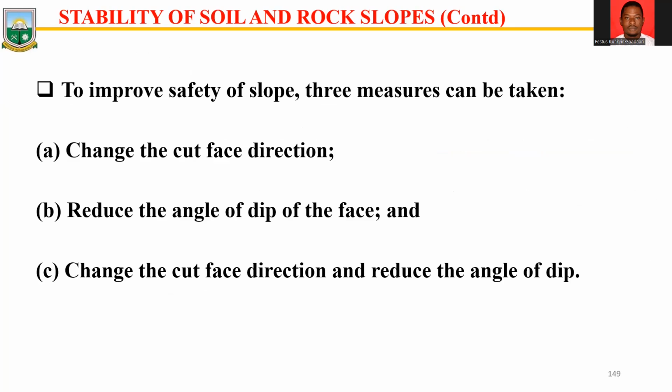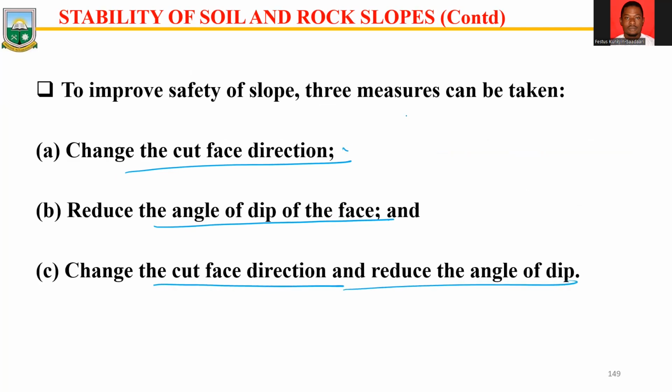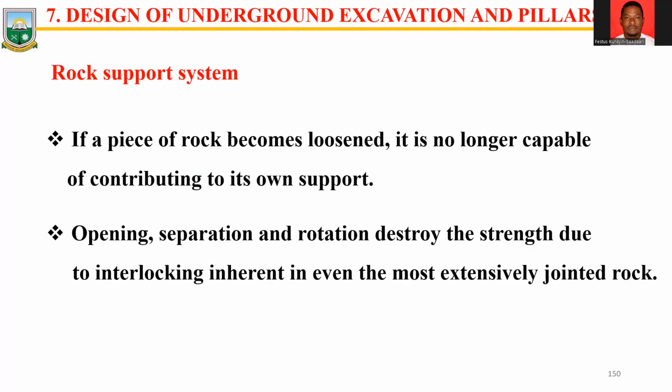So to improve the safety of the slope, two measures must be taken. Change the cut face direction, reduce the angle of the dip of the face. So you either do this or do that, or do the two. Do one and two, and these will resolve the issues we are having.